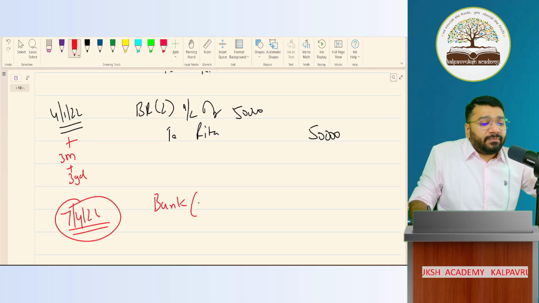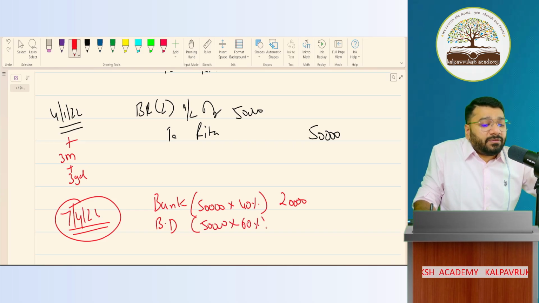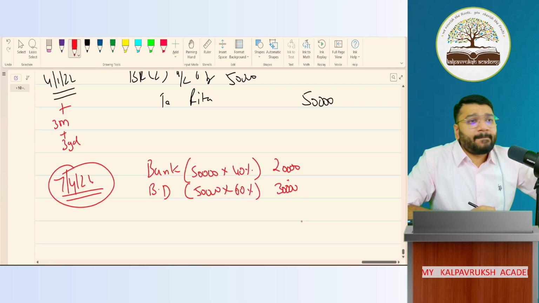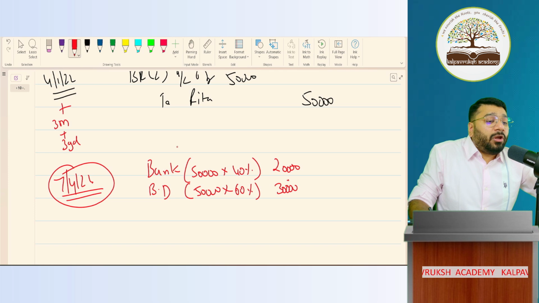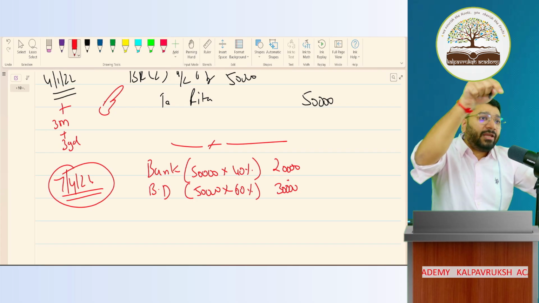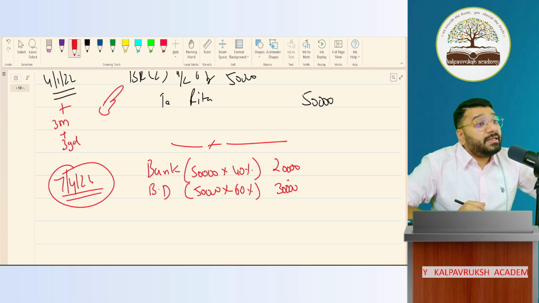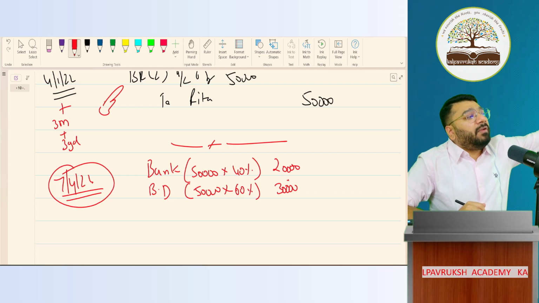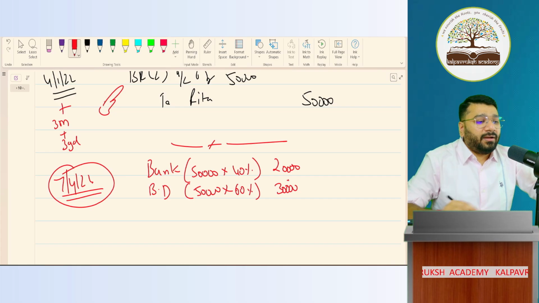How much money are you receiving? Out of 50,000, only 40%. How much is it? 20,000. How much money are you not receiving? That goes to your bad debt account. It is a loss. 50,000 into 60%, which is 30,000. Is it correct? No. You are supposed to always cancel first BR2 and recreate Rita, and then you have to receive money and pass the bad debt entry. Everybody is conveniently passing the entry?